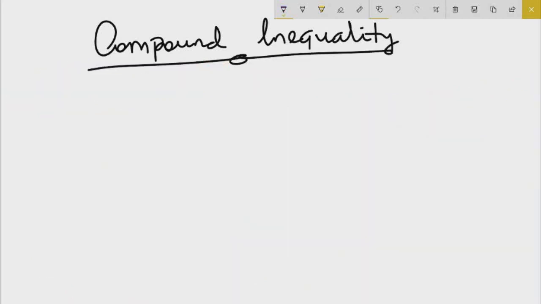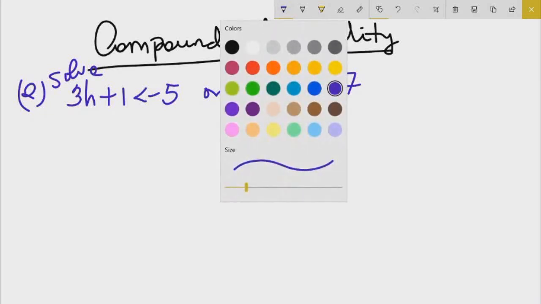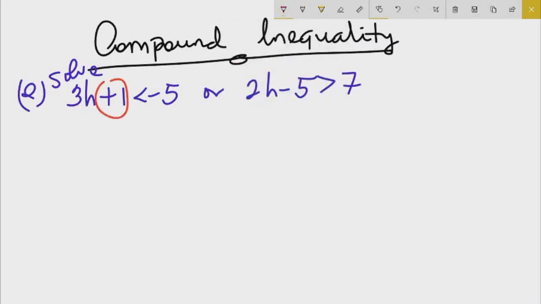Okay, let's talk about example 2. This is the second type of compound inequality, the OR case. This has already been disjointed, so just solve each of the inequalities one after the other, and then combine the answers at the end of the day. Let's solve the first one. We need to take care of this positive 1, so we move it to the right. This becomes 3h less than negative 5 minus 1. So 3h is less than negative 6.